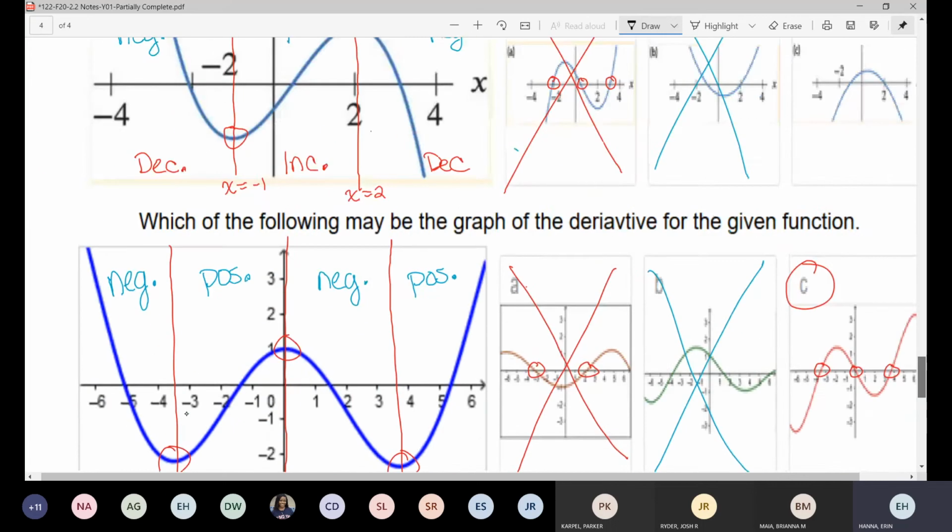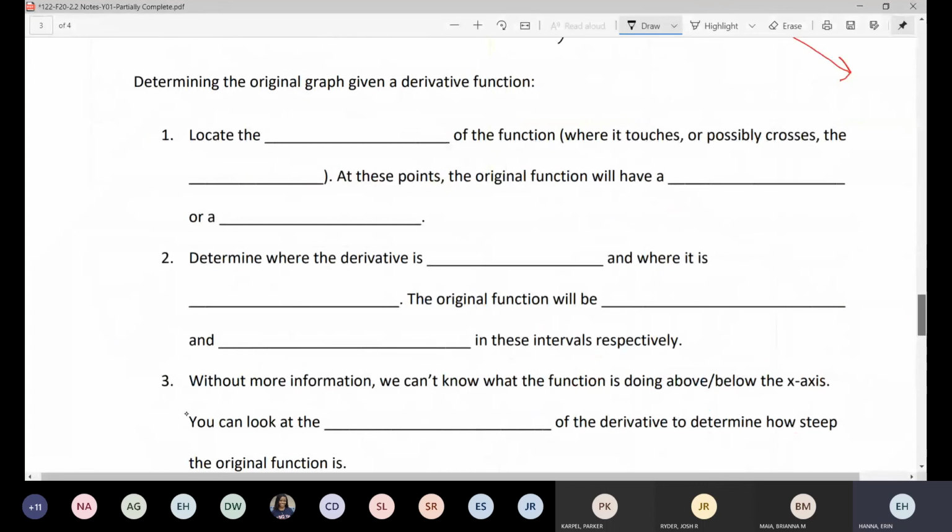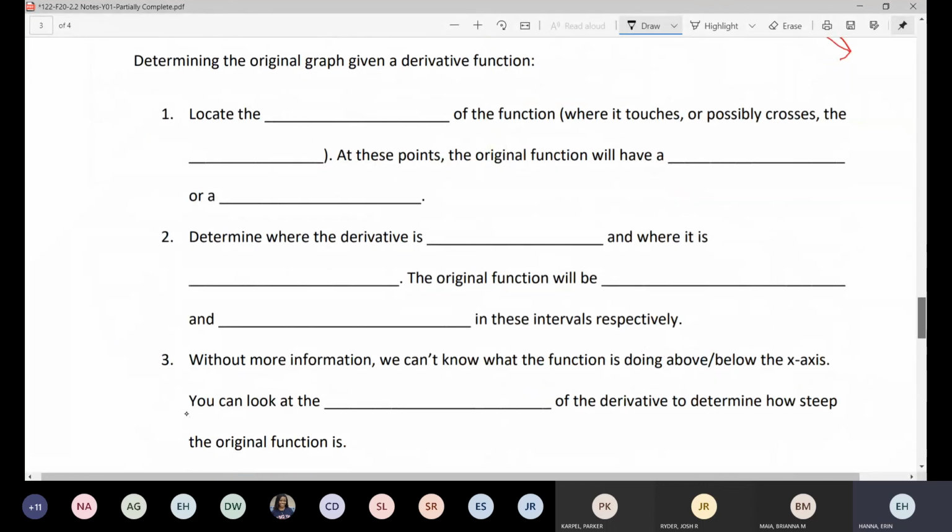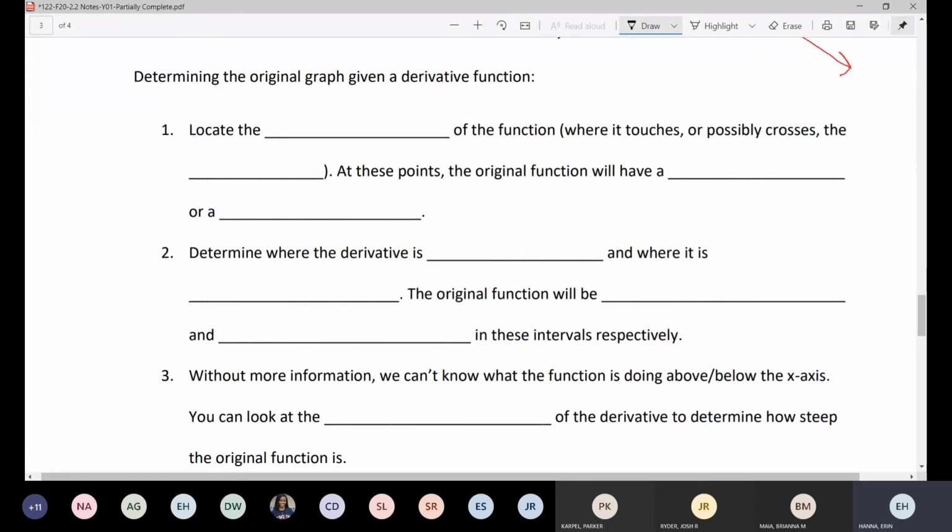All right, let's go the opposite way then. So let's write down the process for going the opposite way. This is taking way longer than I expected, but it's okay, I guess. So going the opposite way, say we're given the derivative graph and we want to try to figure out which one was the original function. It's kind of the same idea, but just backwards.